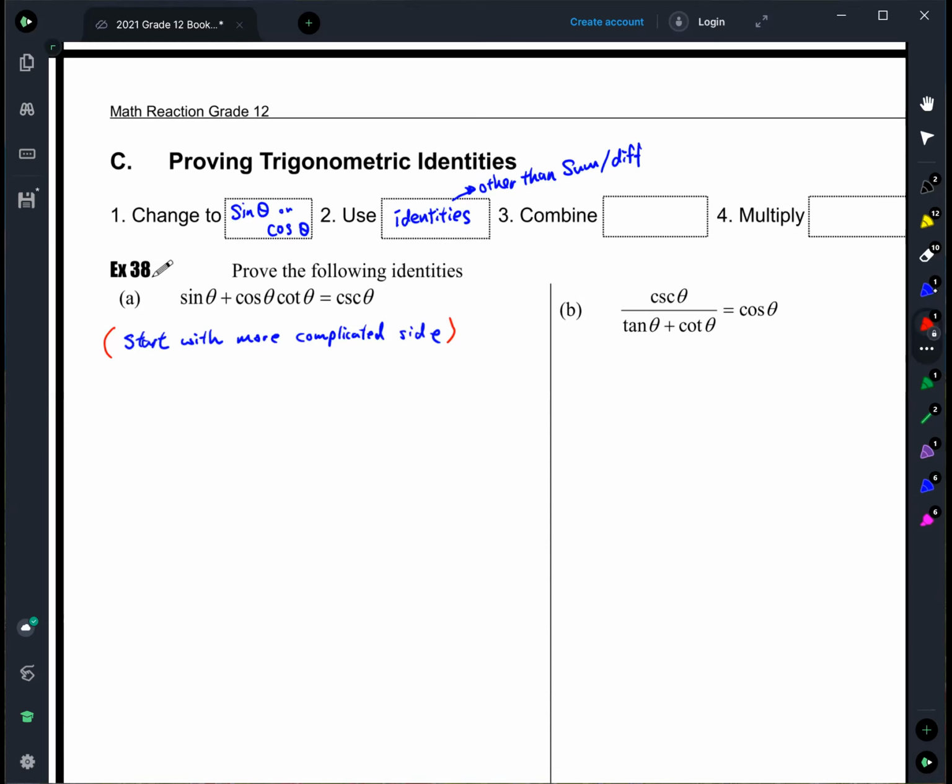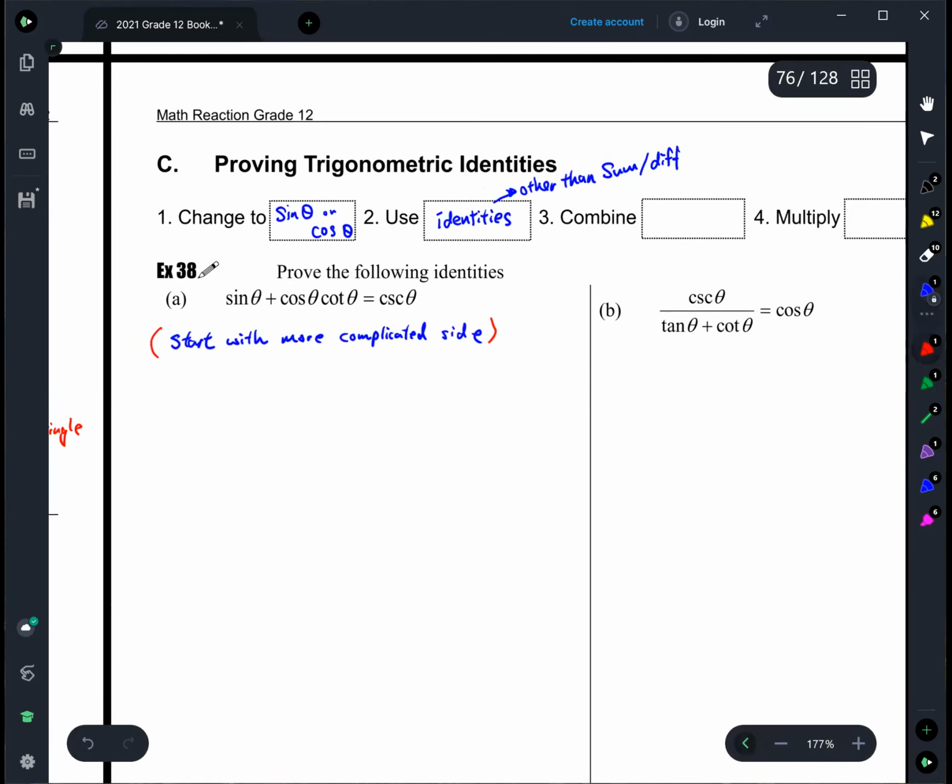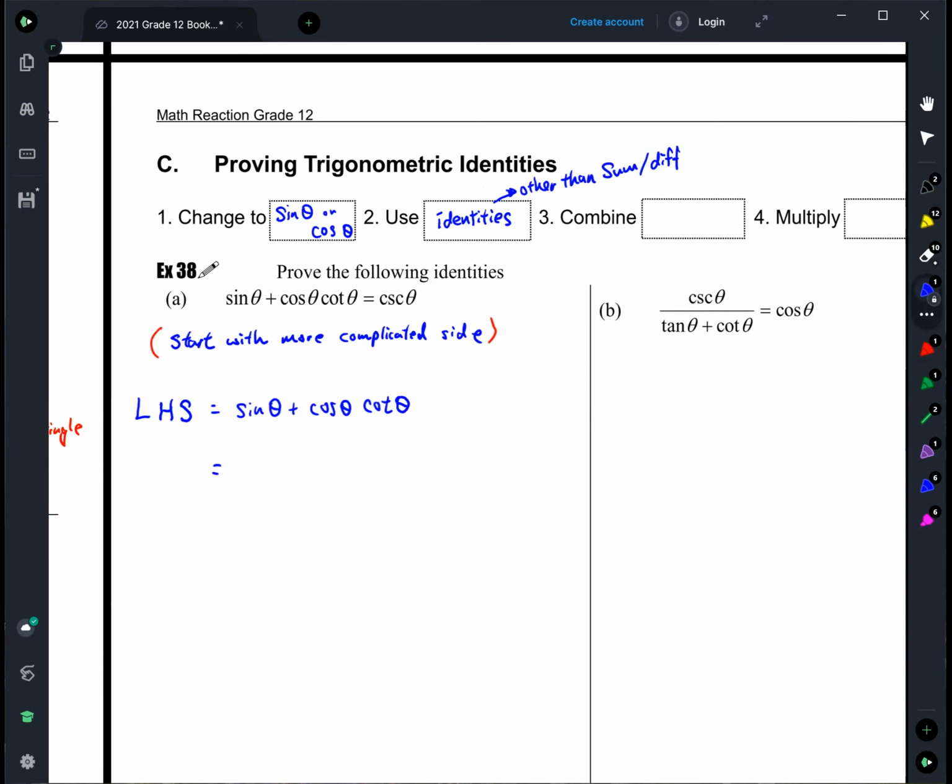So for this example, we're going to start with the left side. We can write LHS. LHS means left-hand side. So you have sine theta plus cosine theta cotangent theta. I just copied the left-hand side again. So we'll look at that left side.